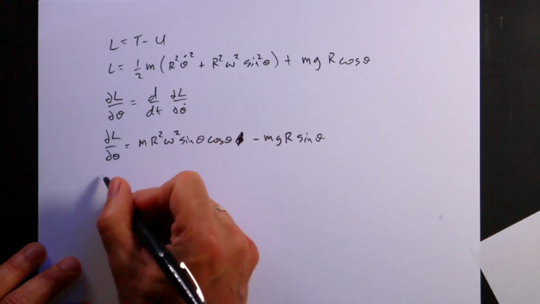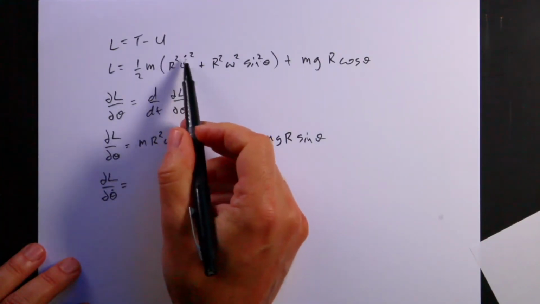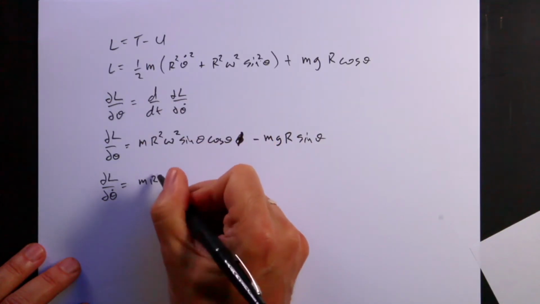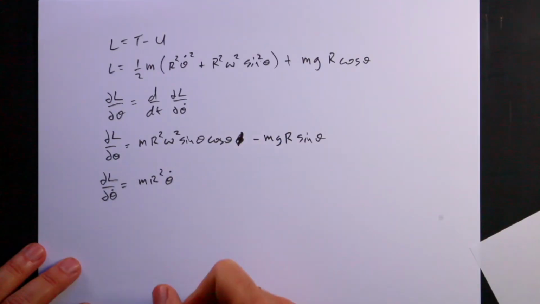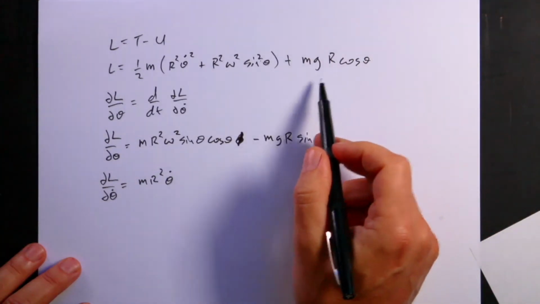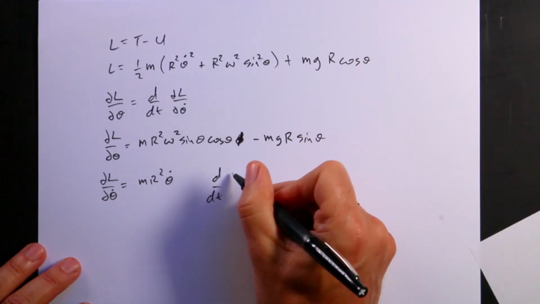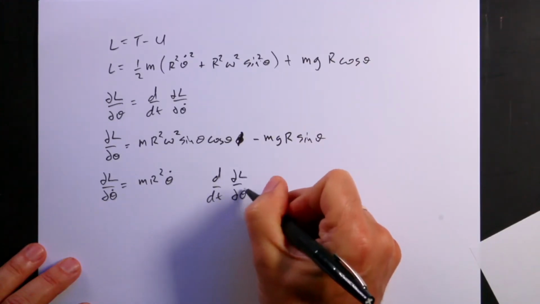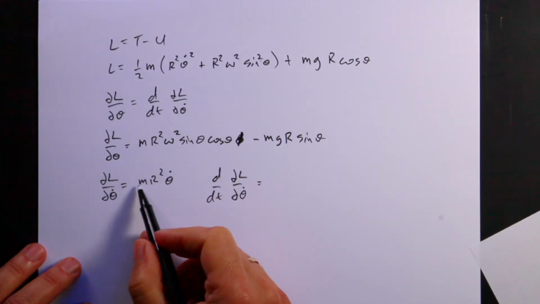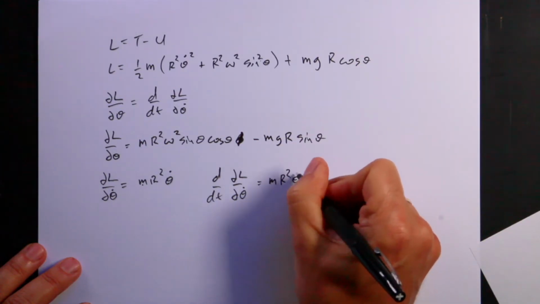Now I'm going to take the partial of L with respect to theta dot. What terms have a theta dot? Here's one. I'm going to get a power of 2, bring down 2 over 2. It's going to be m r squared theta dot. I haven't taken the time derivative yet. Are there any other theta dots? There are not. Now I can take the derivative with respect to time of the partial of L with respect to theta dot. That's a constant, that's not. So I get m r squared theta double dot.